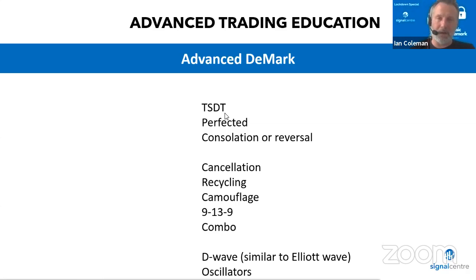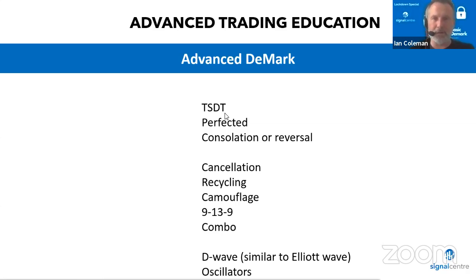Perfected, I mentioned that earlier. We've got perfected nines and unperfected nines. Is it consolidation or reversal? That's very important when we talk about TDST. Cancellation of counts. Now, we've talked briefly about that. There's more to it. Recycling of a count. Again, we talked briefly about that, but there's more to it.